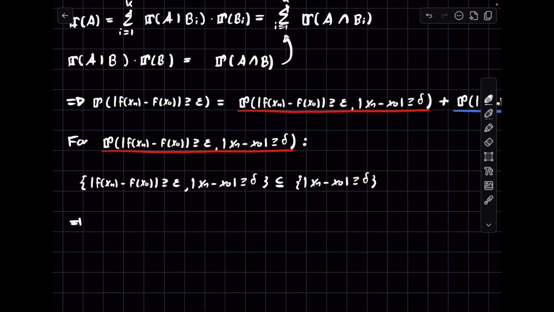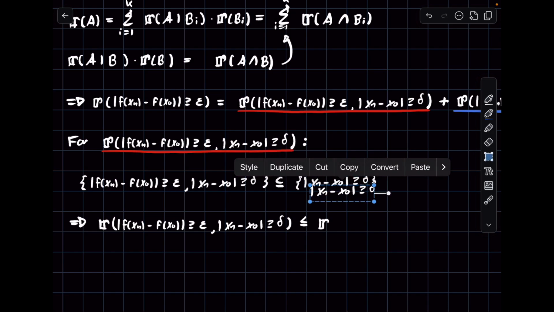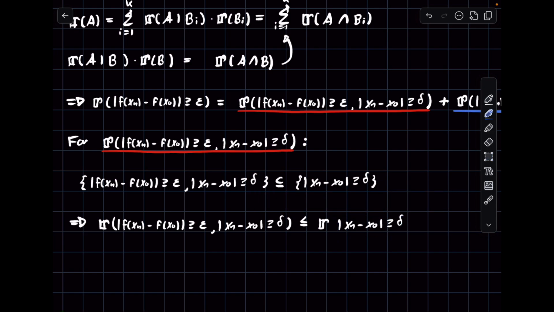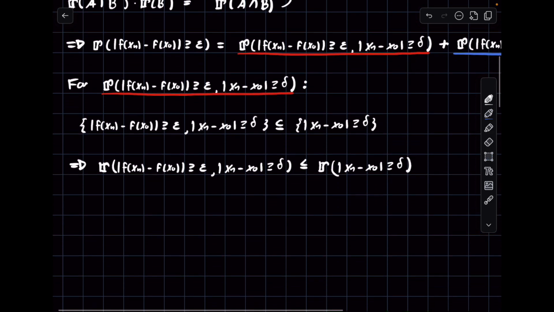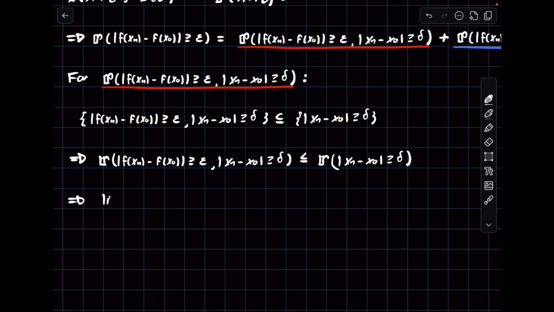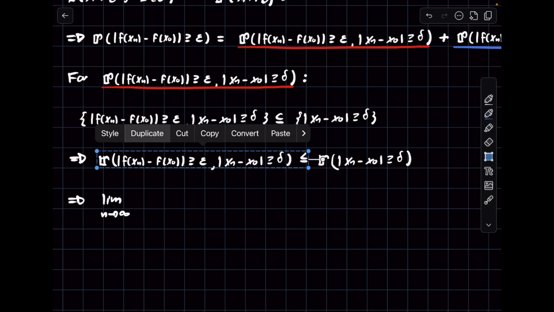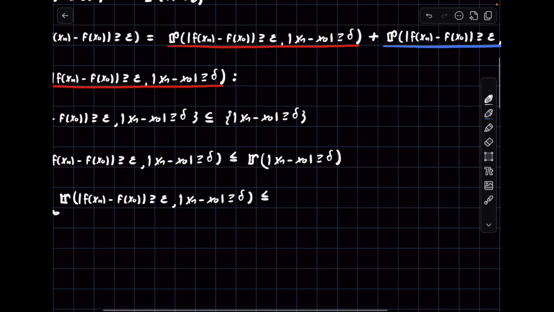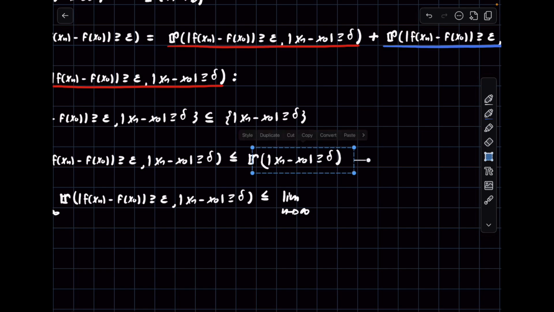And by monotonicity, we remember that the probability of this guy is going to be lower or equal to the probability of that guy because they're subsets. Now if we take limits on both sides, the limit as n approaches infinity of this little guy has to be lower or equal to the limit as n approaches infinity of this guy over here.